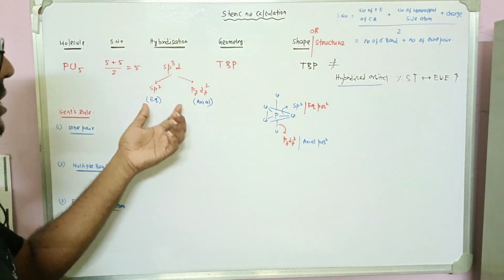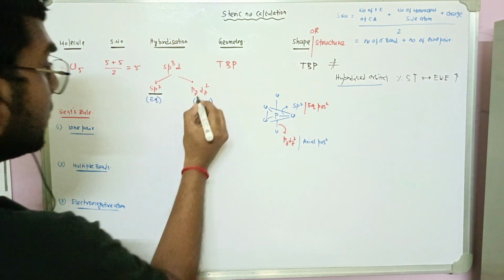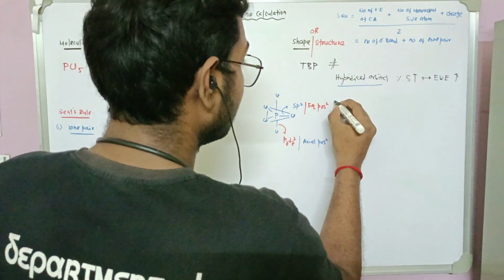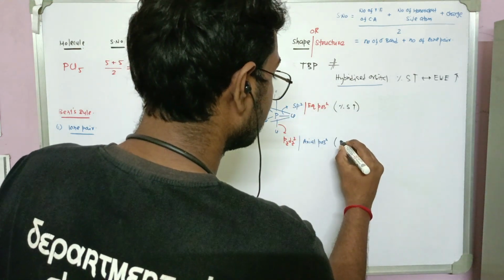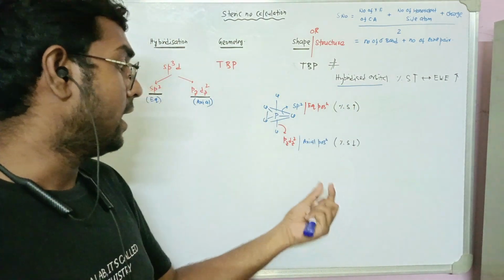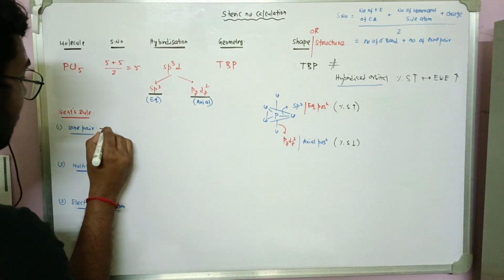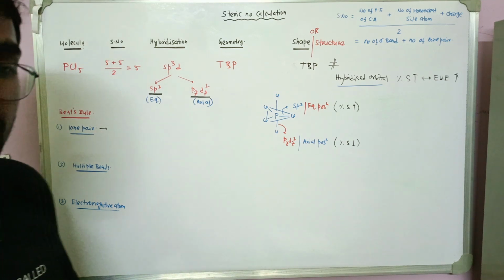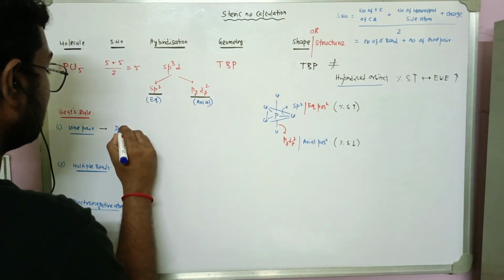Here we can see there are two hybridizations, sp2 and pz dz square, and the sp2 contains more percentage s than the pz dz square, because it contains an s orbital while the other doesn't contain any s orbital. So we can say that in the equatorial position the percentage s is more, and for the axial position the percentage s character is less. So the equatorial position is percentage s rich and the axial position is percentage s deficient.